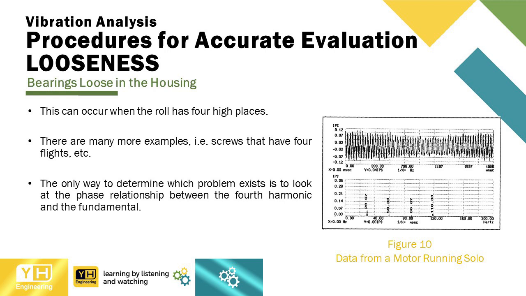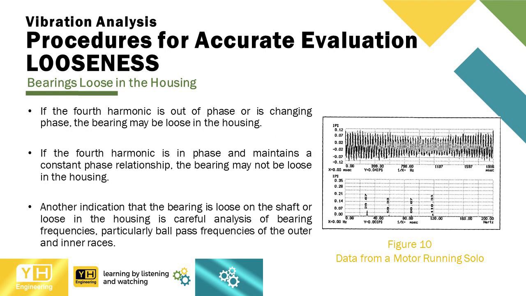The only way to determine which problem exists is to look at the phase relationship between the fourth harmonic and the fundamental. If the fourth harmonic is out of phase or is changing phase, the bearing may be loose in the housing. If the fourth harmonic is in phase and maintains a constant phase relationship, the bearing may not be loose in the housing. Another indication that the bearing is loose on the shaft or loose in the housing is careful analysis of bearing frequencies, particularly ball pass frequencies of the outer and inner races.